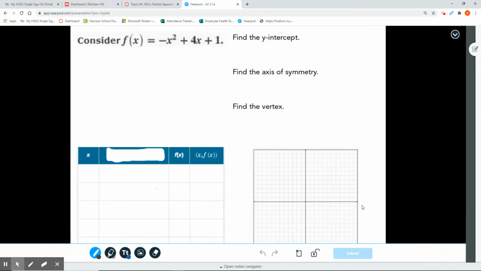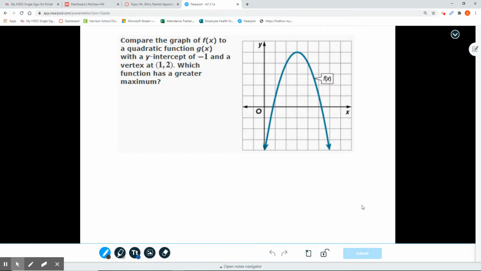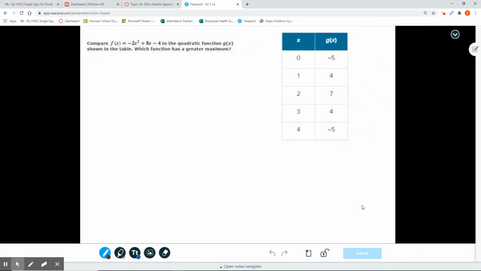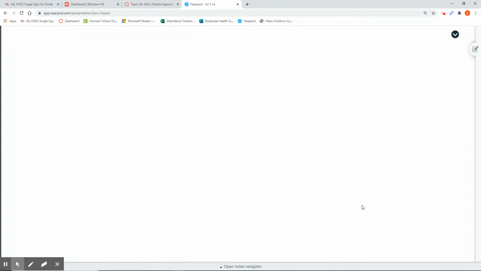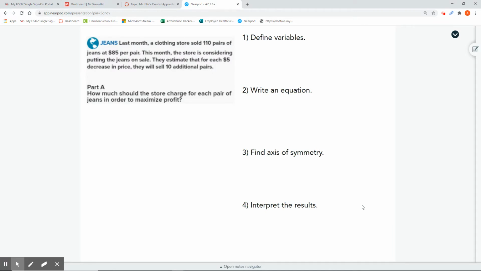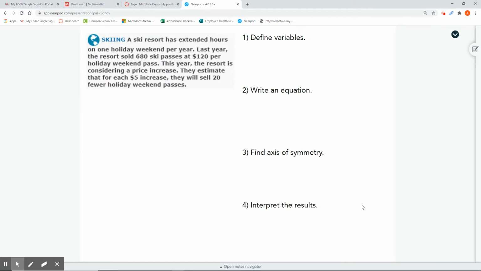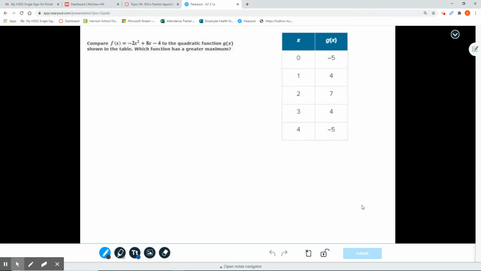So you've got some practice problems. Try these out. Read through them, experiment with them. If you have any questions, feel free to ask during my office hours. Again, these questions can be found on Connect Ed. Don't worry about these word problems. We are probably not going to get to those. They involve finding maximums and minimums. You can try them if you'd like to, by all means, but I'm not going to make you do them. As long as you can find the y-intercept, the axis of symmetry, and the vertex, I am happy with that.